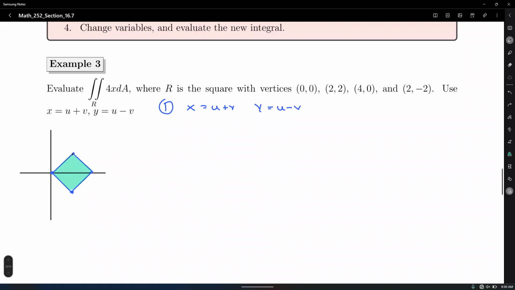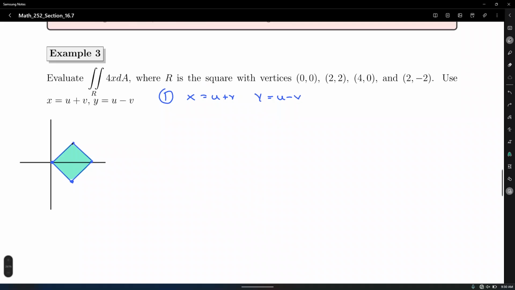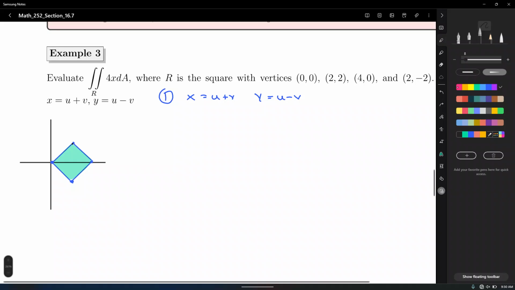All right. Okay, let me write down the equations for each of these lines. That is y equals x, that is y equals negative x, that's y equals x minus 4, and this is y equals x plus 4, right? Okay, what are we going to do now?